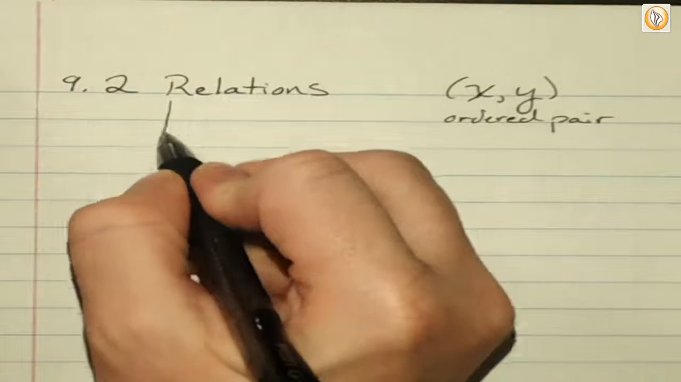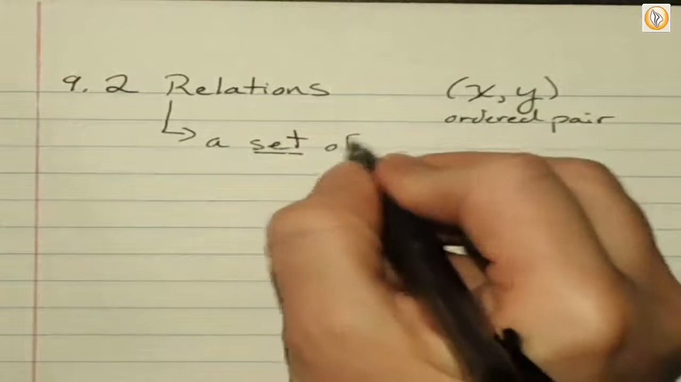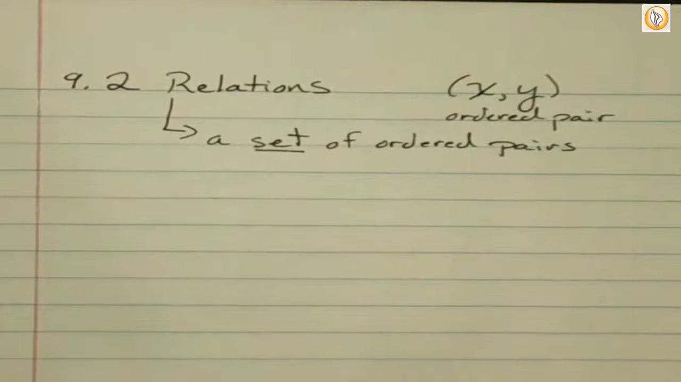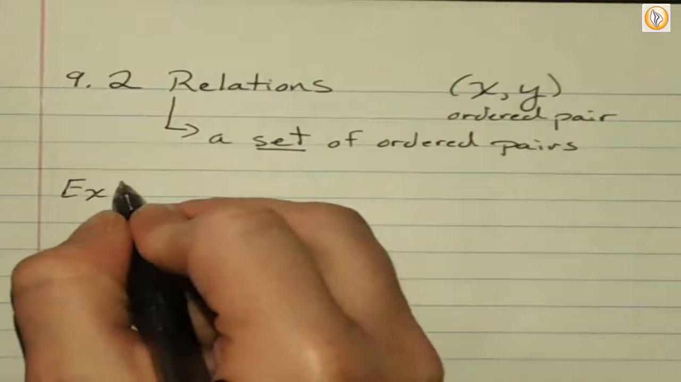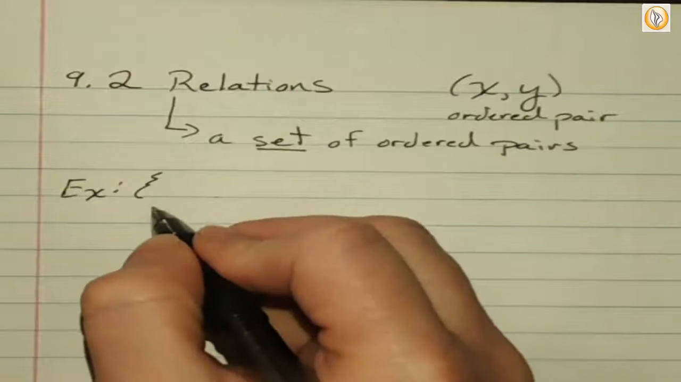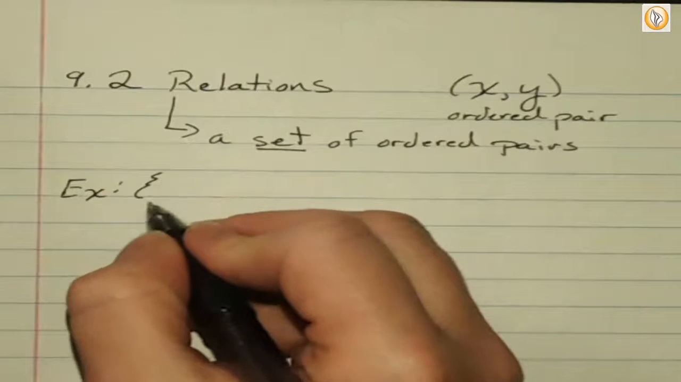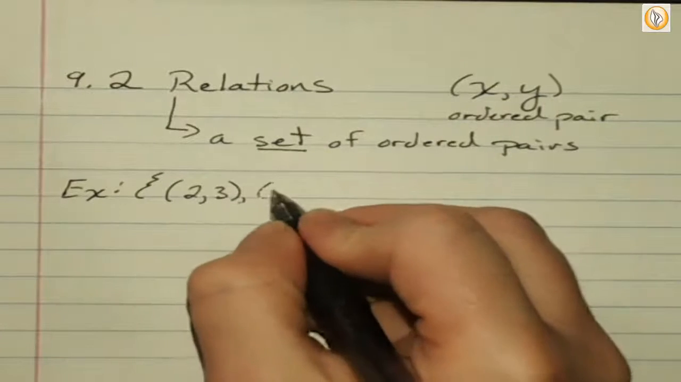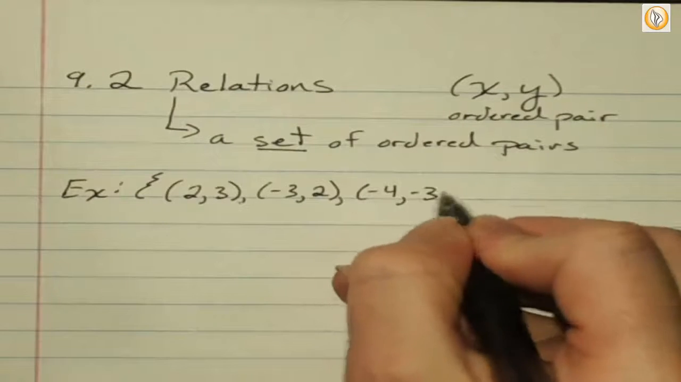A relation is a set of ordered pairs. So it's just a bunch of ordered pairs. That's it. For example, and that is a squiggly. That's not a 3, that's not a number, that's a squiggly, like those squiggly brackets. Okay, so that's a squiggly bracket. Yours don't have to be perfect.